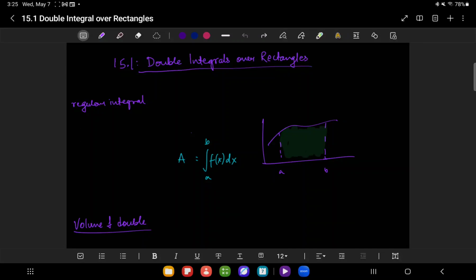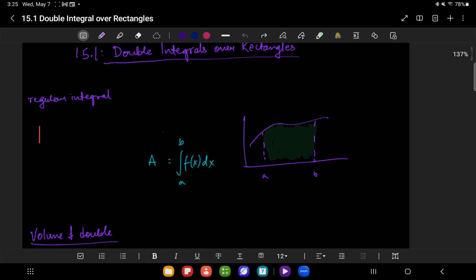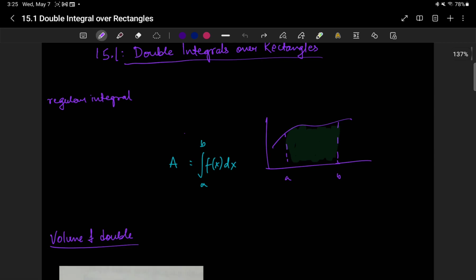Hi everyone, in this video we will go over section 15.1, which is double integrals over rectangles. Recall what a regular integral does. When you have a function y equals f of x, integrating that function from points a to b on the interval a to b amounts to finding the area under the curve.